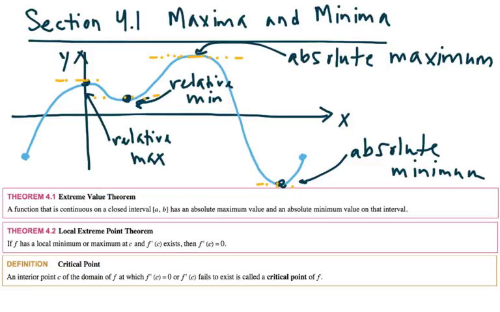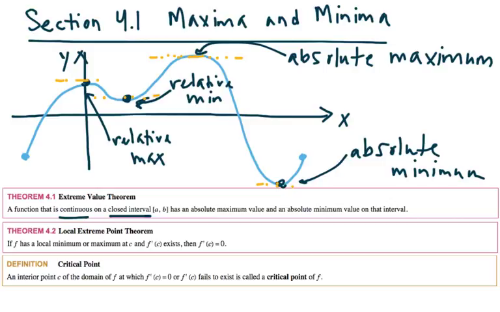But there are very specific hypotheses. We need a continuous function on a closed interval in order to be guaranteed to have an absolute max or min. Then we also have the local extreme point theorem. If f has a local minimum or maximum at some point c, and f prime of c exists, then we say that f prime of c equals 0.